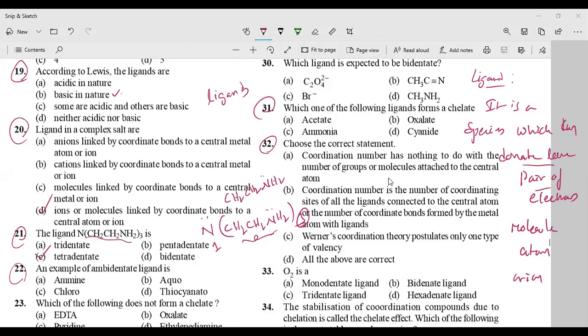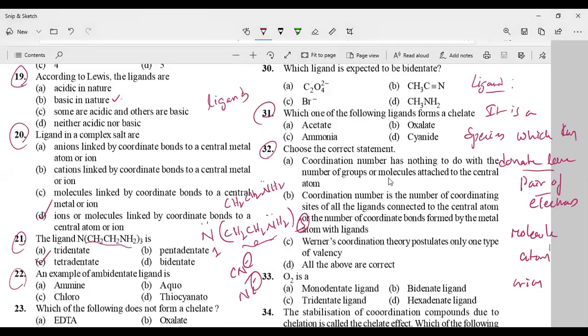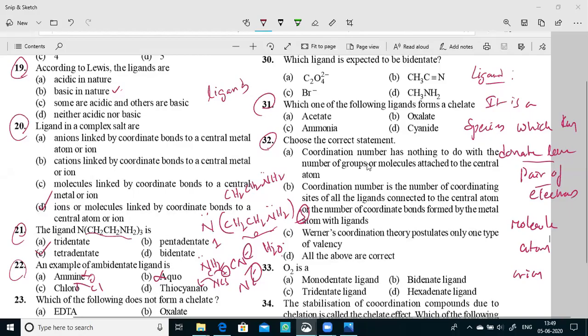Here, amine has the formula NH2. Aqua means H2O. It is not ambidentate. Chloro, Cl minus, is also not ambidentate. Thiocyanato, NC minus, we used to call this one an ambidentate, meaning it can coordinate to the metal ion in two ways. This we are calling ambidentate ligands.